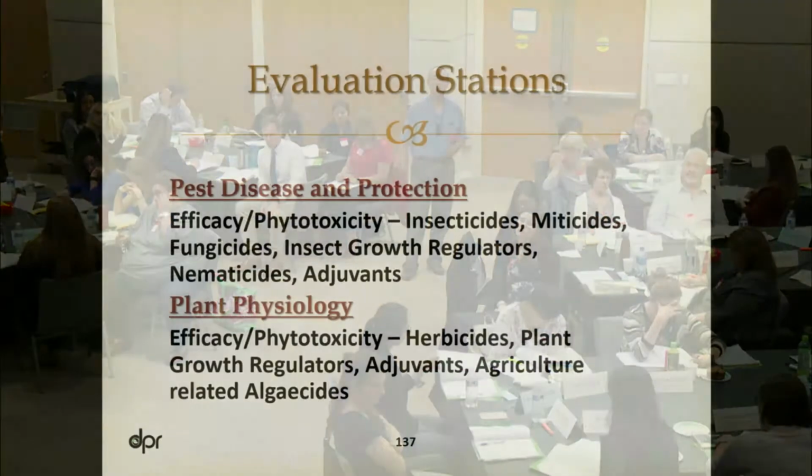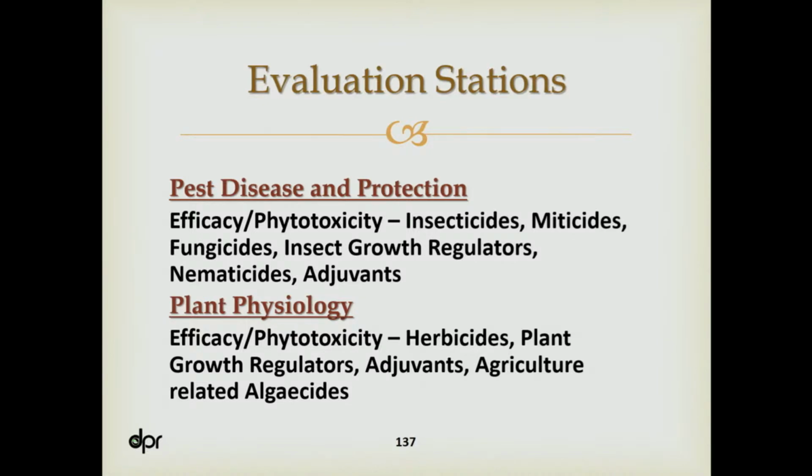Pests and diseases, another evaluation station, depending on how your product is labeled and the claims that are being made. They look at the efficacy and phytotox data for the various insecticides, fungicides, and nematicides, and also adjuvants if they're making a claim that they're going to be used with one of those types of products, an insecticide or miticide. In plant physiology, they're more based on the herbicides, plant growth regulators, and again, adjuvants, if it's being claimed that an adjuvant is going to enhance a herbicide or growth regulator, they want to take a look at that. And also all ag-related algicides.